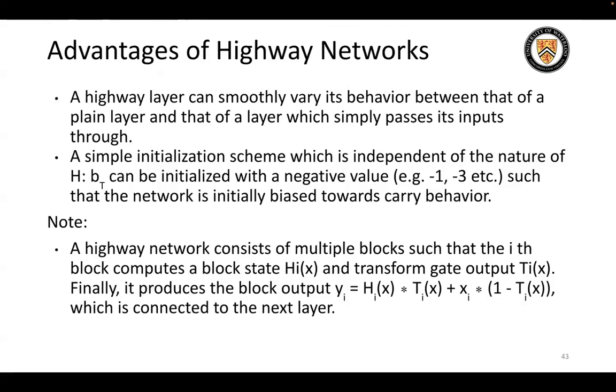For a simple initialization scheme which is independent of the nature of h, b_T can be initialized with a negative value such as -1 or -3, such that the network is initially biased towards carry behavior. Note that a highway network consists of multiple blocks, such that the ith block computes a block state H_i(x) and transform gate output T_i(x). Finally, it produces the output y_i, which is H multiplied by T, plus x multiplied by 1 minus T. And all of this is connected to the next layer.